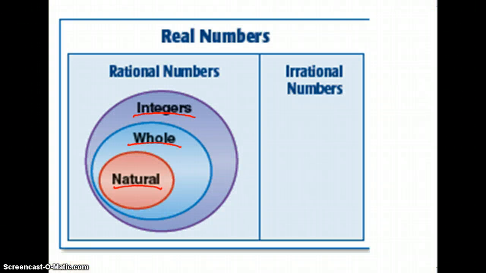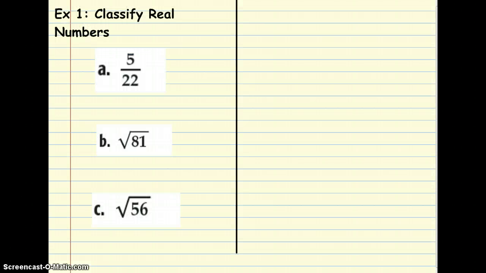So thinking back, we have both rational and irrational numbers. And within rational numbers, we have integers, whole numbers, and natural numbers. Natural numbers are the counting numbers, and then whole numbers take that list and add in 0. And then integers take that list and add in the negative numbers as well. So let's look at some examples.